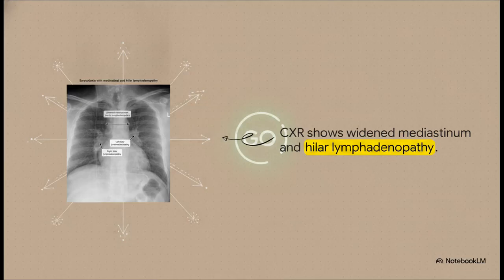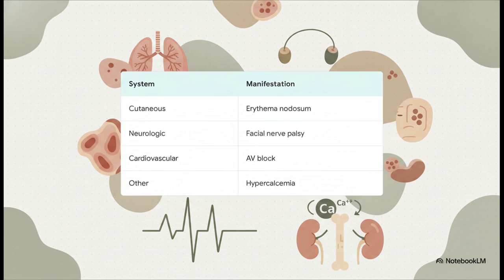If they do have symptoms, your best initial imaging test is a chest X-ray. You're looking for that visual confirmation of a widened mediastinum with bilateral hilar lymphadenopathy and potentially some interstitial infiltrates. Because sarcoidosis is systemic, you have to stay hypervigilant for extrapulmonary manifestations. Neurologically, look for facial nerve palsy or central diabetes insipidus. Cardiovascularly, it can cause an AV block or restrictive cardiomyopathy. Other high-yield exam clues include hypercalcemia, parotid gland swelling, and anterior or posterior uveitis.